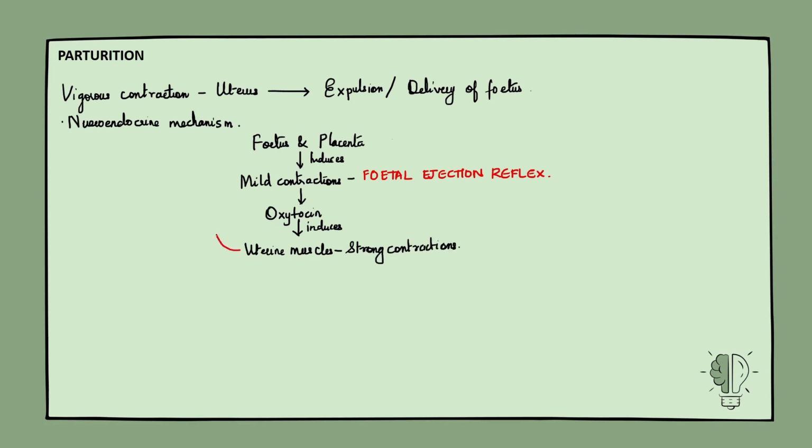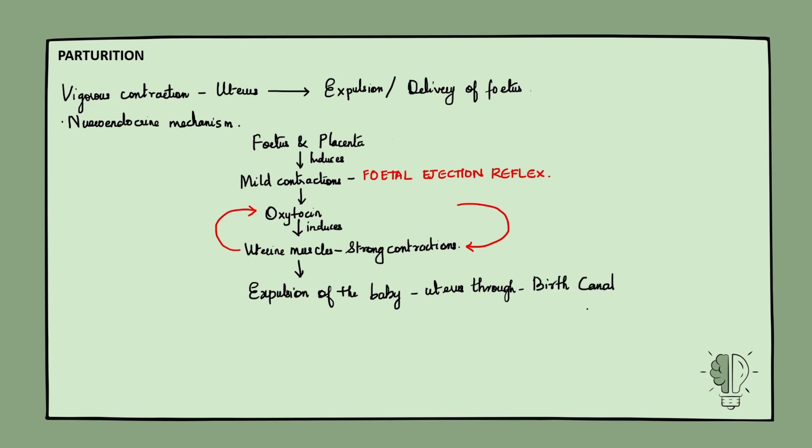Now, these contractions result in the further release of the hormone oxytocin, and the production of oxytocin then results in stronger contraction, which results in the expulsion of the baby from the uterus through the birth canal. And what is this process called? It's called parturition. Parturition is the expulsion or delivery of the baby from the uterus at the end of the pregnancy. All right. Now, after the delivery of the baby, the placenta is also expelled out.